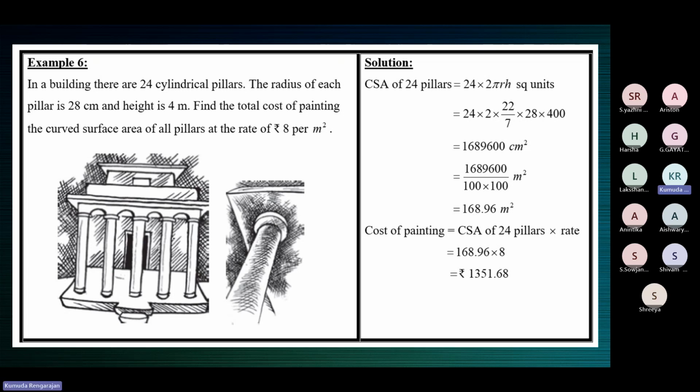So here what we need to understand is, if we have to find the cost of painting, it need not be specified that only the curved surface area has to be painted, because only the curved surface area is available to be painted. Even if you want to paint the circular top and bottom, you cannot, because they're not visible. They're stuck. So painting here is only painting the curved surface area, because only that area is visible to be painted.